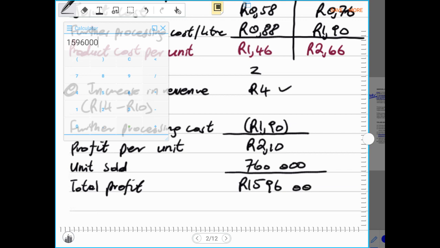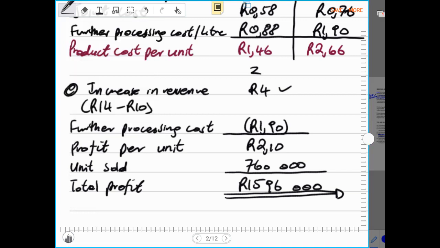And this will give us a total of 1,596,000. That means this is the total profit the company will generate if they sell product Z after it has been further manufactured. However, this is normally not required, but just for you to get a bigger perspective. This is the per unit profit, this is the total profit. So now we have done number F.